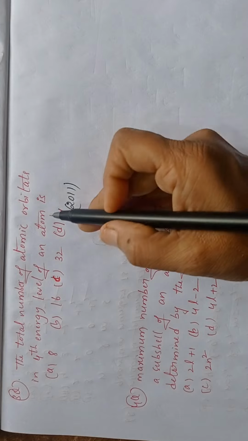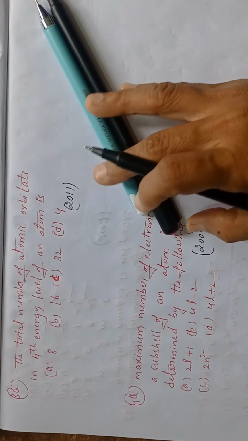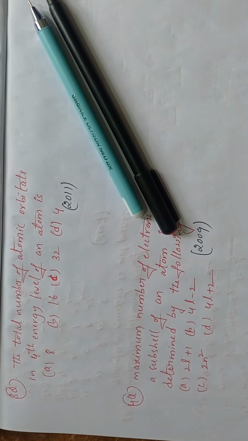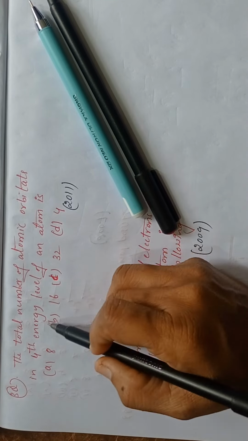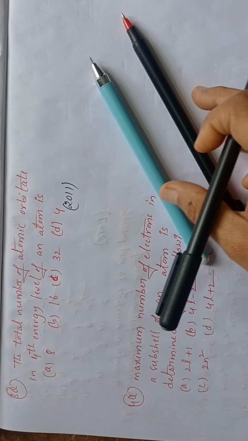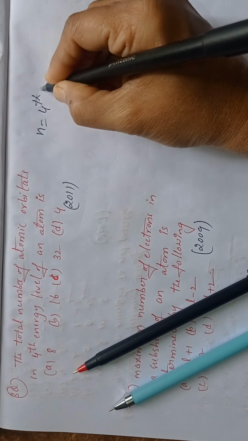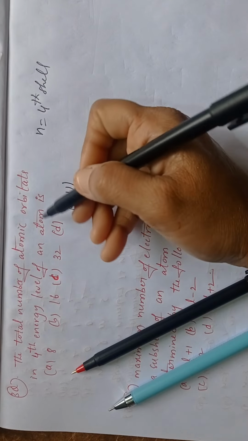The total number of atomic orbitals in the fourth energy level of an atom is, the fourth energy level is being asked. For the total number of atomic orbitals in the fourth energy level, n is equal to 4, the fourth shell, is given. Are you clear? That means how many atomic orbitals are present?